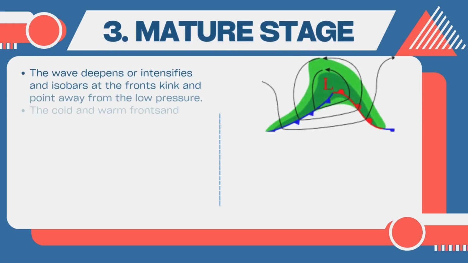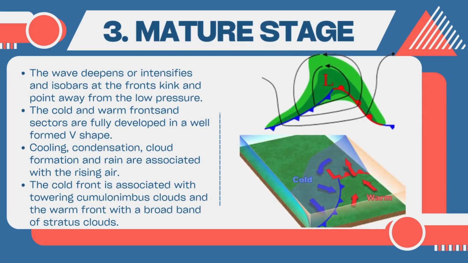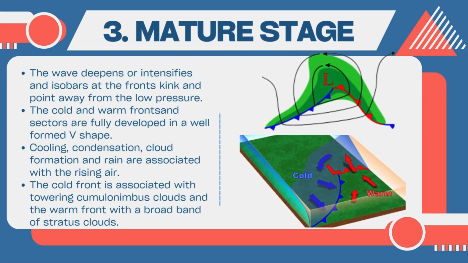Next, after the wave stage, the cyclone develops to its mature stage. So the wave deepens or intensifies and the isobars at the flanks kink and point away from the low pressure. The cold and warm fronts and sectors are fully developed in a well-formed V-shape. That is how we will identify that the mid-latitude cyclone is in its mature stage. You will see that the cold front and warm front are fully developed, and it has a well-formed V-shape.